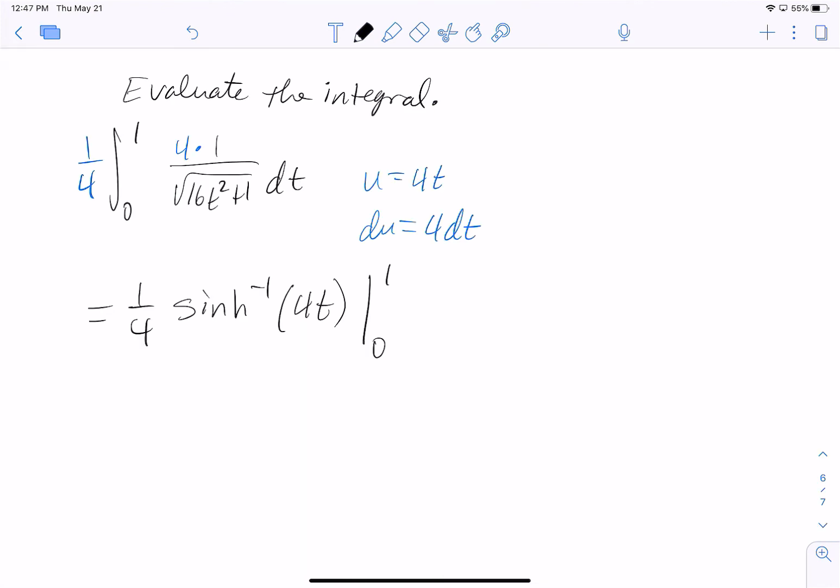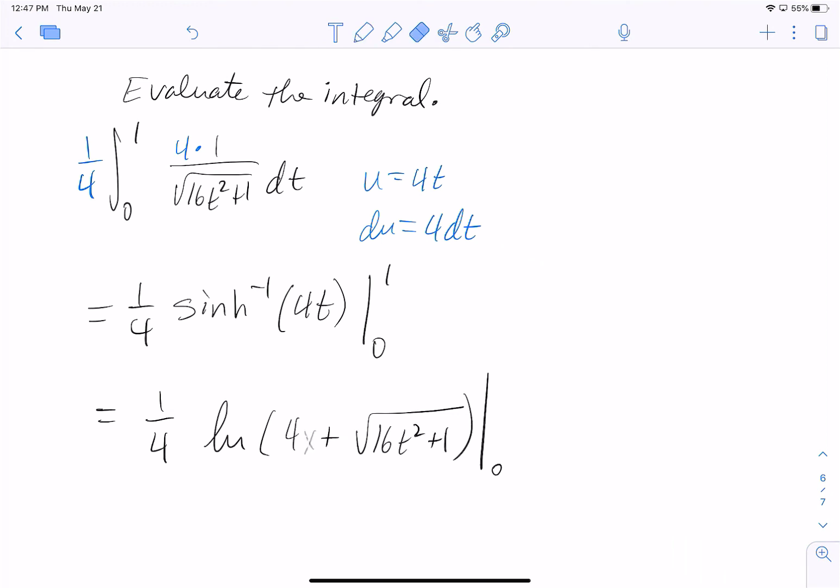But then how do we do that? We go to the logarithmic definition of the inverse hyperbolic sine function, which is natural log of argument plus the square root of argument squared plus 1. And so 1/4 times the natural log of the quantity of 4t plus the square root of 16t squared plus 1. There we go. And we're going to evaluate that from 0 to 1.